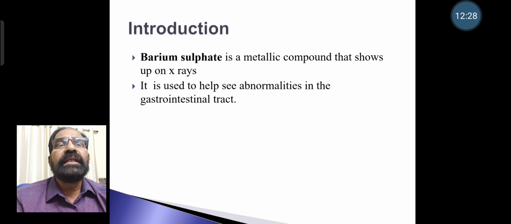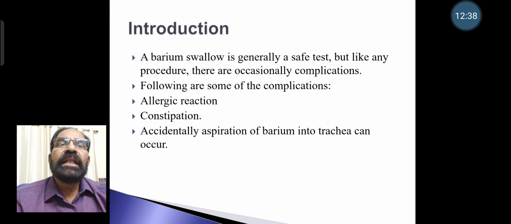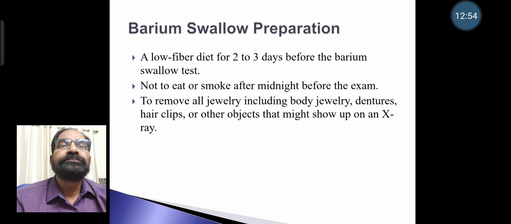So barium sulfate is a metallic compound that shows upon X-ray. It is used to help see abnormalities in the gastrointestinal tract. Barium swallow is generally a safe test, but like any other procedure, there are occasional complications. Following are some of the complications: allergic reaction, constipation, then accidental aspiration of barium into trachea can occur.